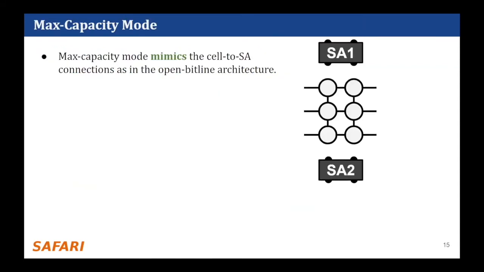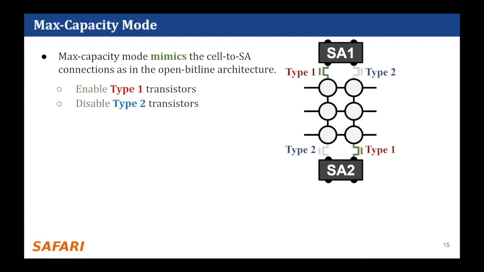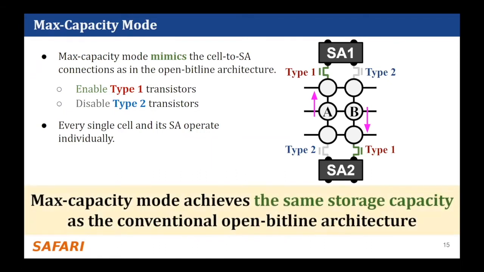For a row to operate in max capacity mode, Clear DRAM enables type 1 isolation transistors and disables type 2 isolation transistors to mimic exactly the same cell to sense amplifier connections as in the open bitline architecture. Doing so enables every single DRAM cell and its sense amplifier to operate individually, thus achieving the same storage capacity as a row in the conventional density optimized open bitline architecture.